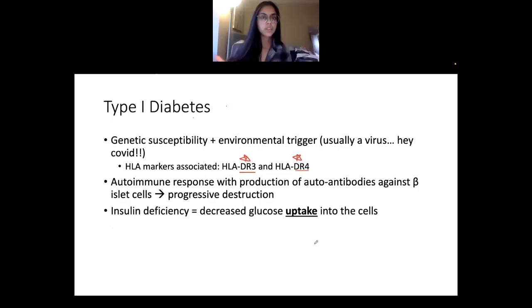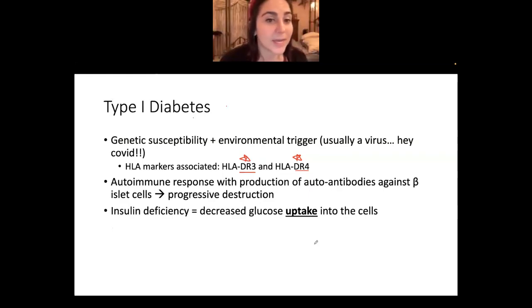When they say there's an association, association doesn't mean causation. Association is just that they happen to find that people with type 1 diabetes more commonly have DR3 and DR4 or HLA markers compared to someone that doesn't have diabetes. But it's not to say you can't have HLA B28 or something and still get type 1 diabetes. It's not a causative link at all. It's just an associated marker. It might be something we want to look out for, but it might never happen.